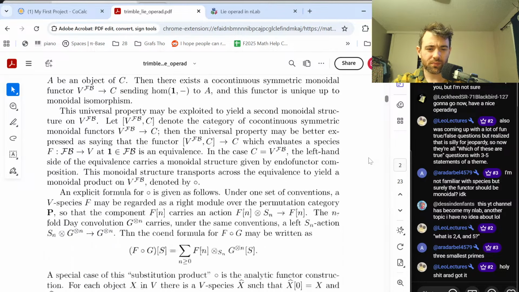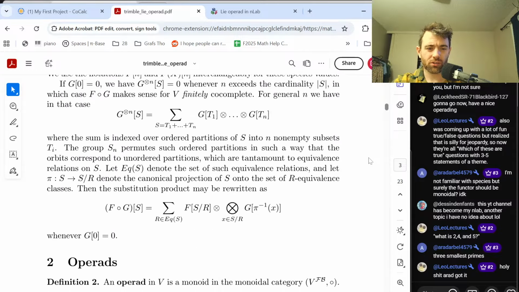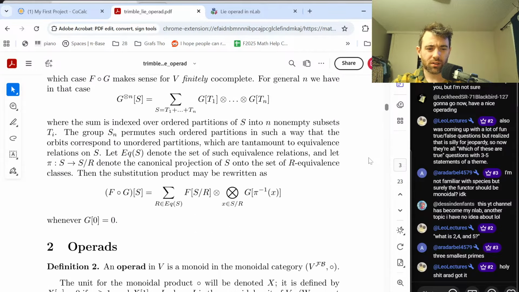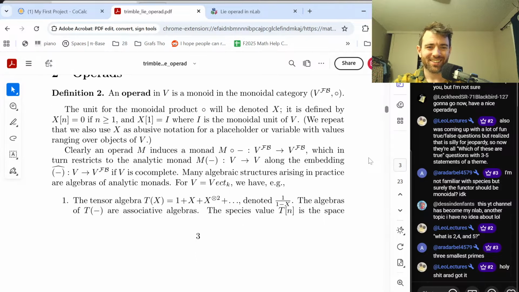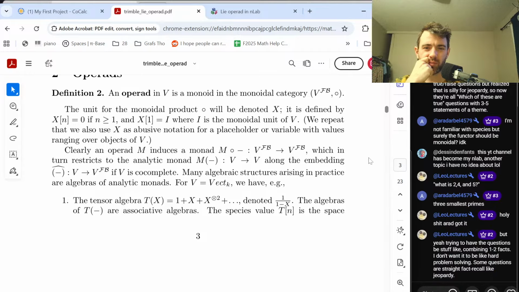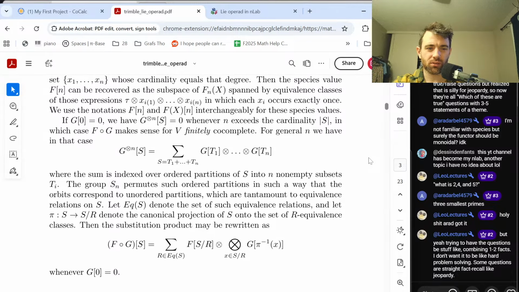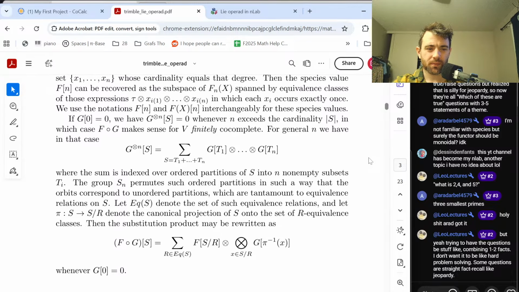Okay. What is going on in this introduction? Where am I? I'm skipping past this. Operads. An operad in V is a monoid in the monoidal category, blah. Oh, I guess we do need to know about the substitution product.